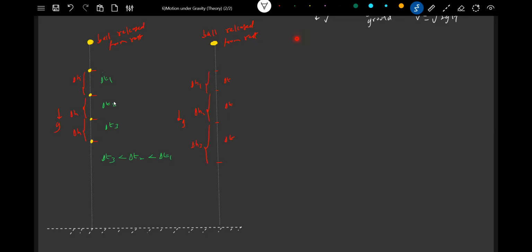For a freely falling object, or a body, for a freely falling body or particle, anything you can write. Or an object, anything. So what is the first thing? Displacements. So first point here: the time taken for equal displacements will decrease.